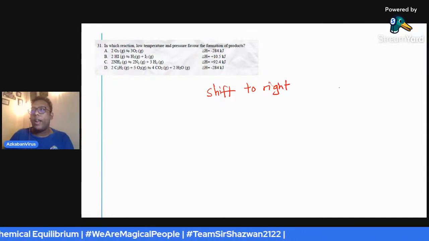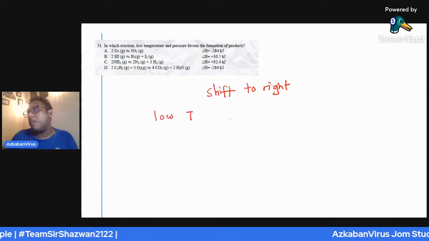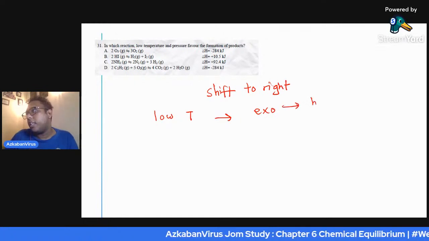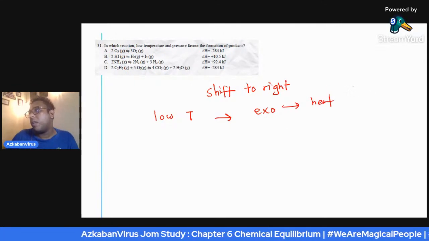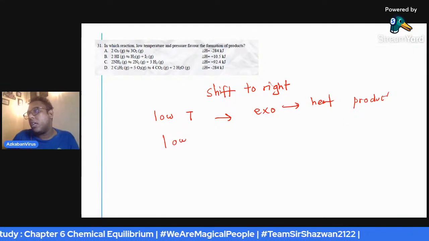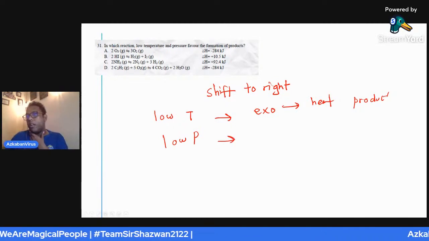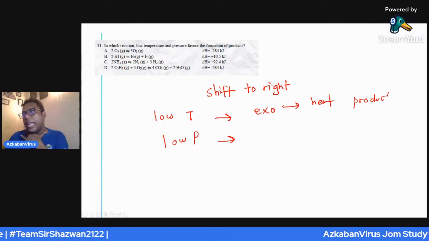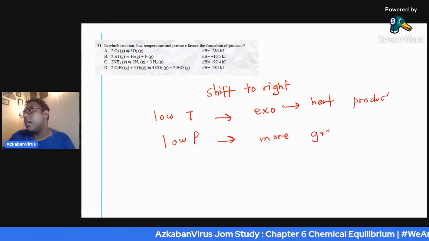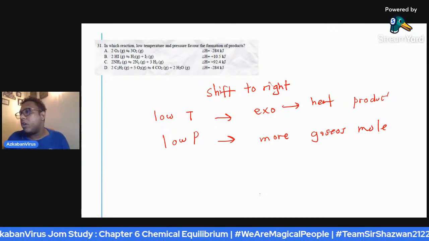Okay, nak shift to the right bermaksud kalau low temperature, dia mestilah an exothermic reaction, which is heat on product. Kalau low pressure, bermaksud dia nak shift to the right. Bermaksud dia nak tingkatkan pressure, more gases mole. So, dia mesti combination dua-dua ni.